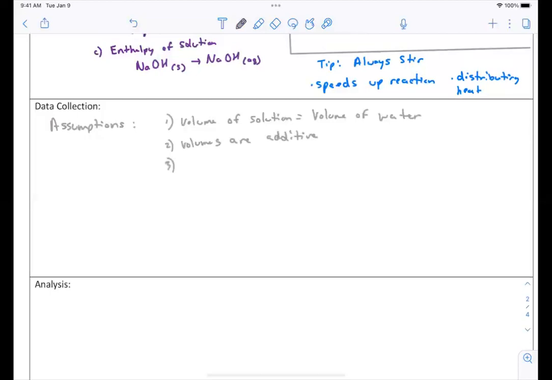Three, the mass of the water is equal to the volume of water, because 1 gram of water is equal to 1 centimeter cubed of water. And four, the heat of the water is equal to the opposite of the heat of the reaction. So whatever the water absorbed or released is the opposite of what the reaction did.